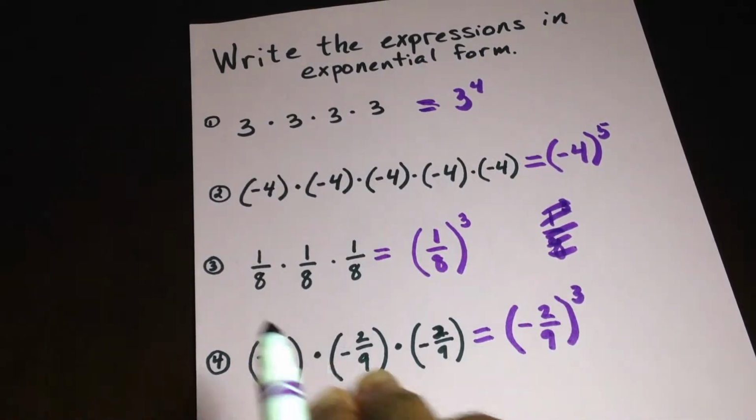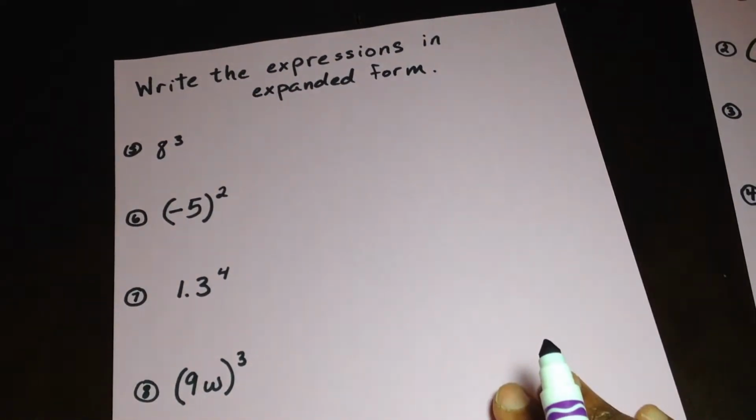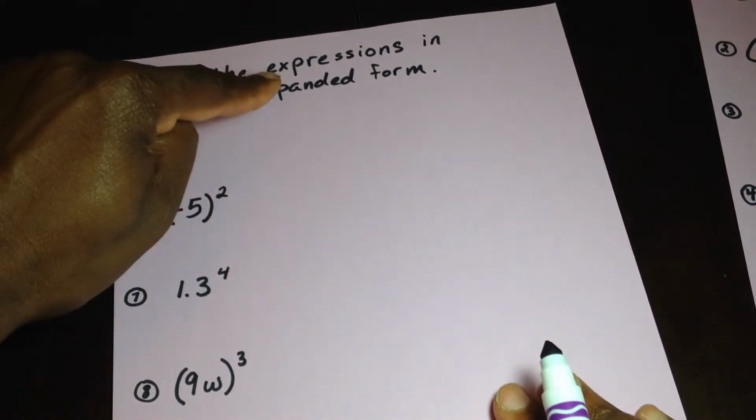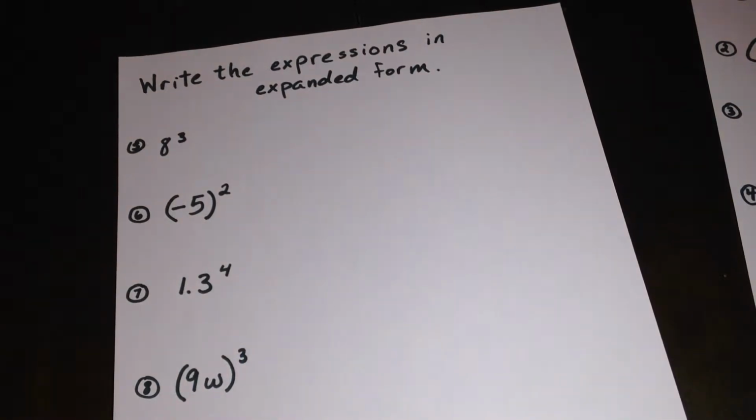Okay, now we've got numbers 5 through 8. We're going to write the expressions in expanded form. So again, pause the video, give yourself a moment to try it out, and then come back and let's see if we got the answers correct.